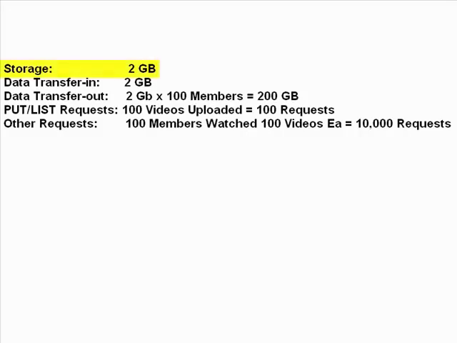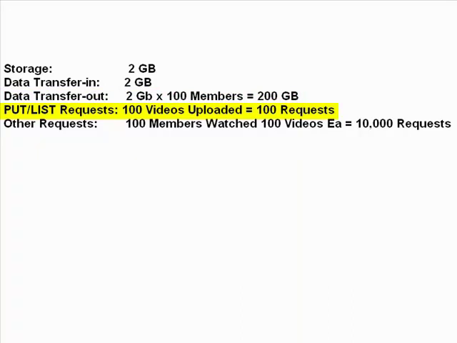We've got 2 gigs of storage. That's the 100 videos at roughly 20 megabytes apiece. And the data transfer in, well, that's the one-time upload of all those videos. And the data transfer out, well, this is those videos being viewed or downloaded by those 100 members, which is a total of 200 gigabytes.